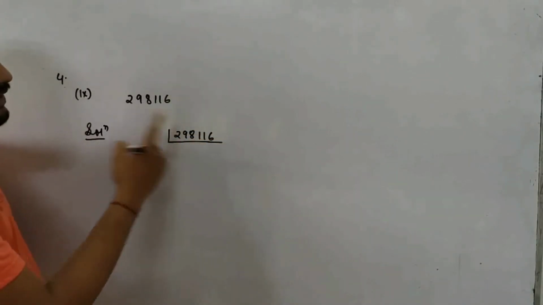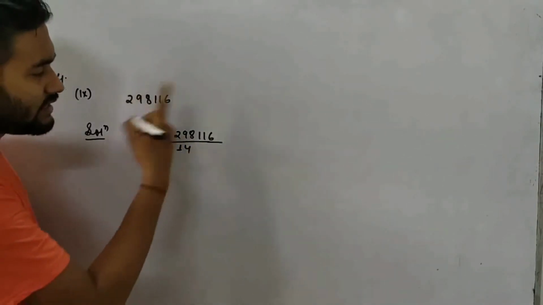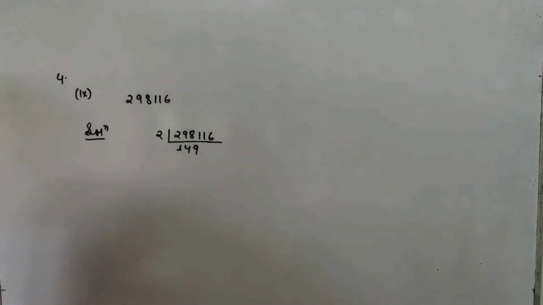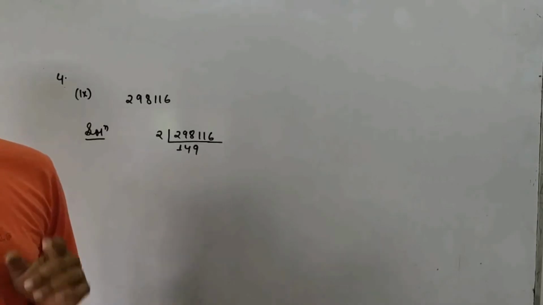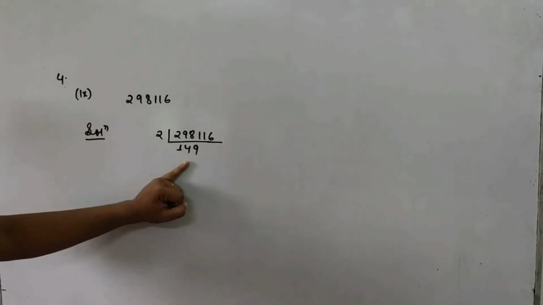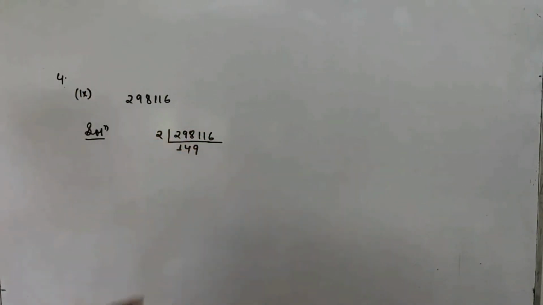The last digit 6 is an even number, and even numbers are always divisible by 2. 2 ones are 2, 2 fours are 8, 9, 18, 2 nines are 18. Here comes the mistake, okay. Students make a mistake here. They will do 2 fives are 10. No. 2 ones are 2, 2 fours are 8, 9. Then 1 is the remainder. 1 and 18, 2 nines are 18.